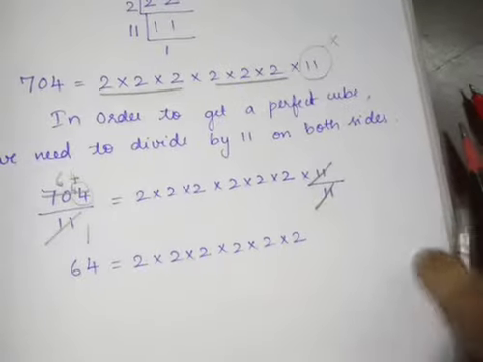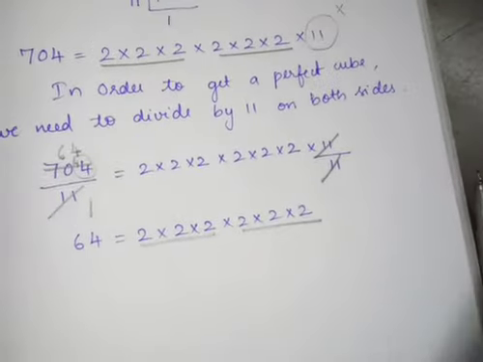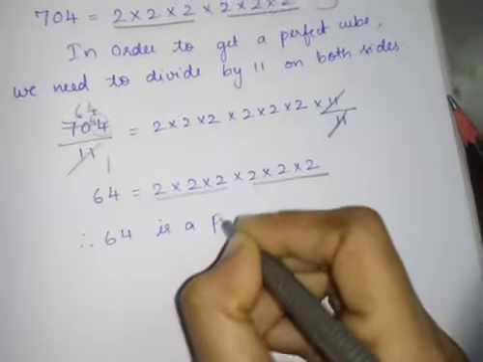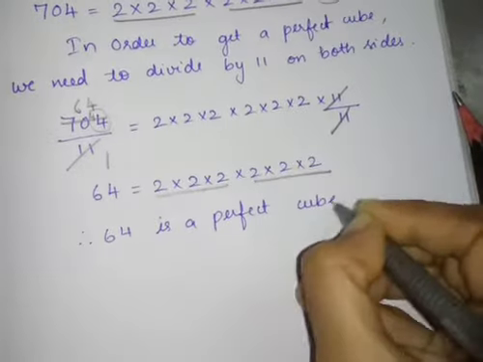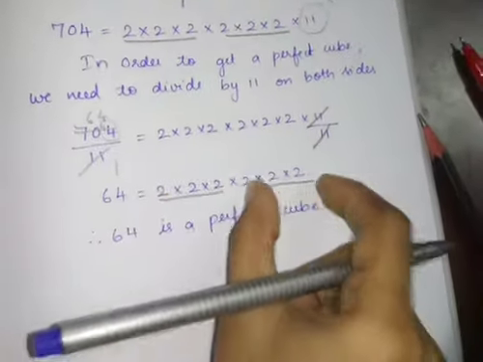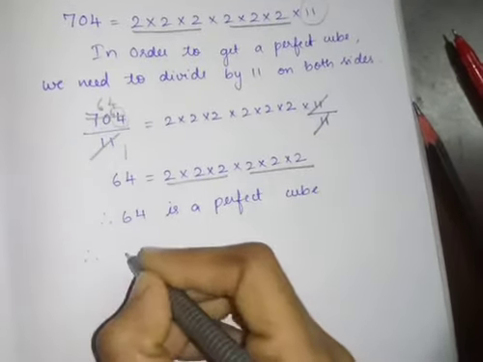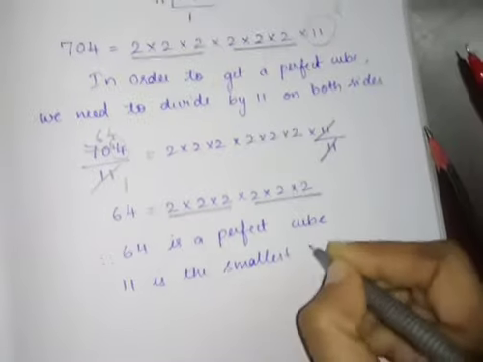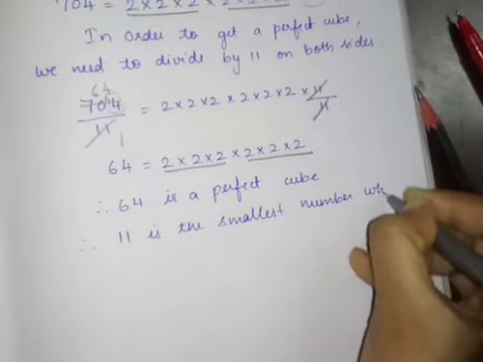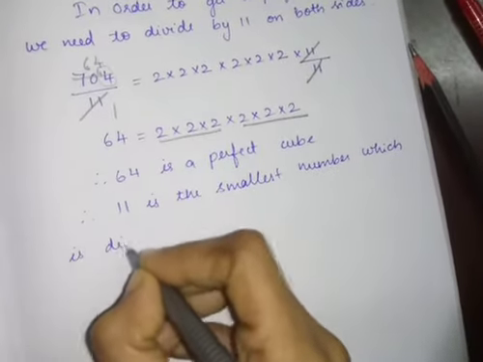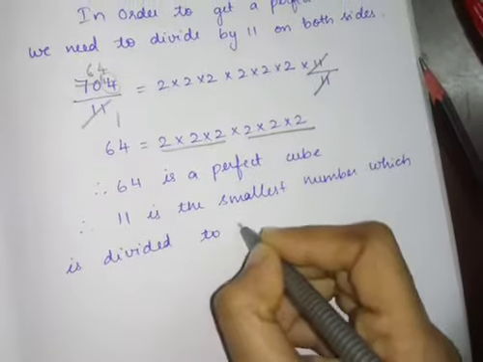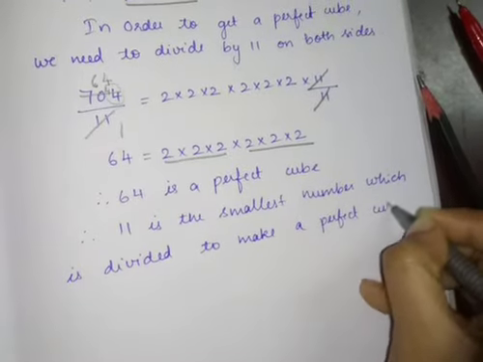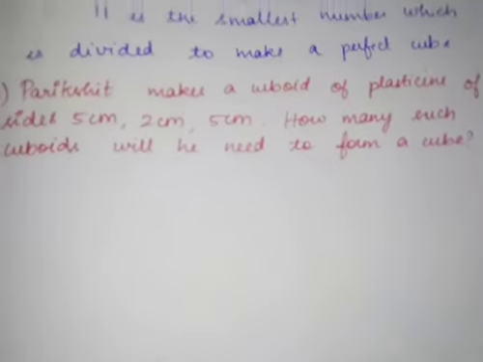So whether the pairing takes place here? Yes, this grouping forms. So therefore we can say that 64 is a perfect cube. 64 is what, children? It is a perfect cube number. Why? Because this grouping takes place here. So what is the smallest number which is divided on both sides? 11 is the smallest number which is divided on both the sides, to make a perfect cube. Okay.